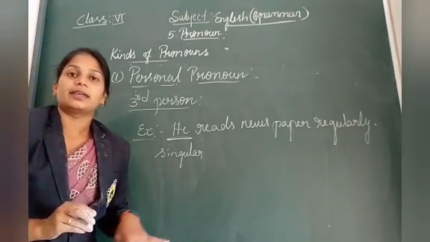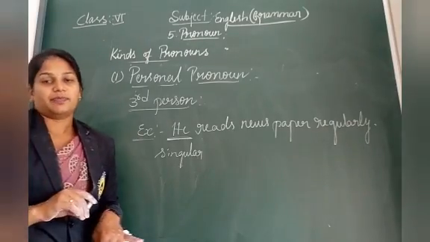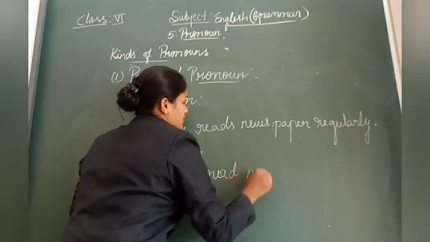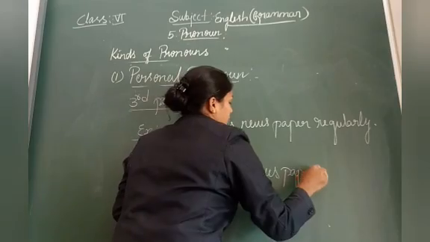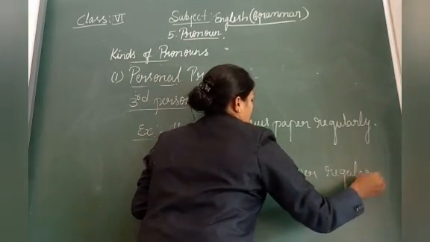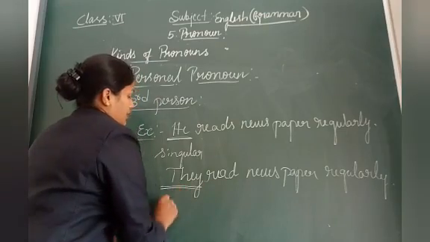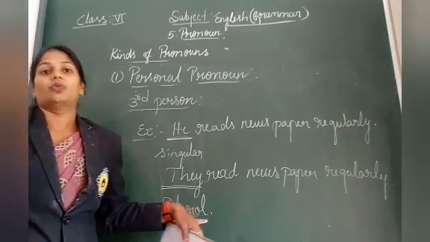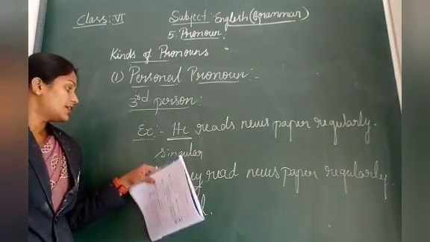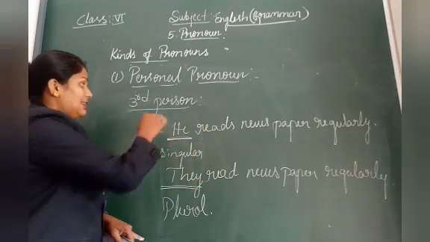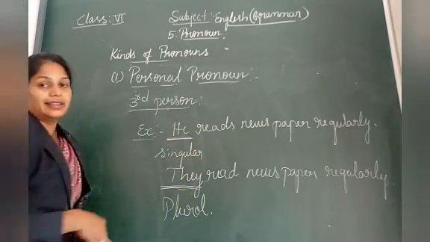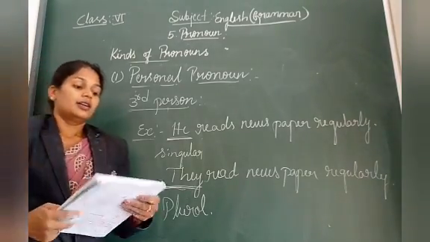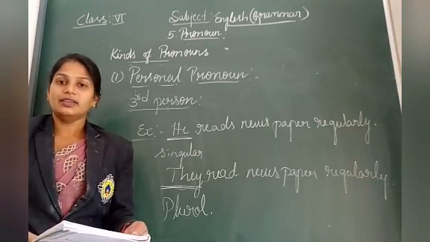Then one more example, in the plural form, how we say? They read newspaper regularly. Here there is the form of plural, is it not? While referring to more than one person, in the third person we use the word they. Okay? Clear? Let's move on to a second type of pronoun, reflexive pronoun.